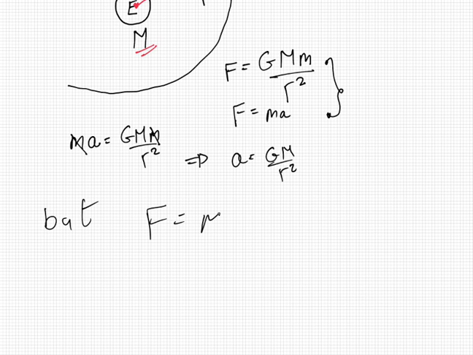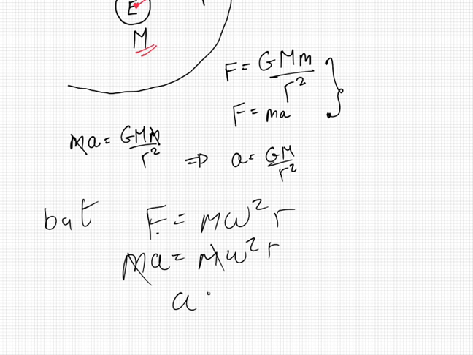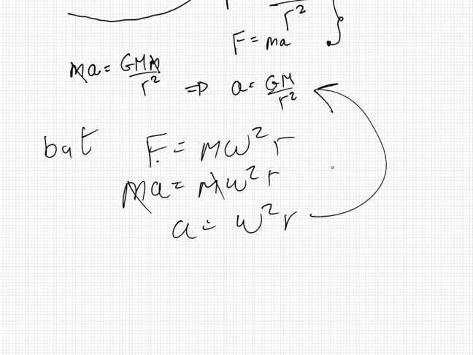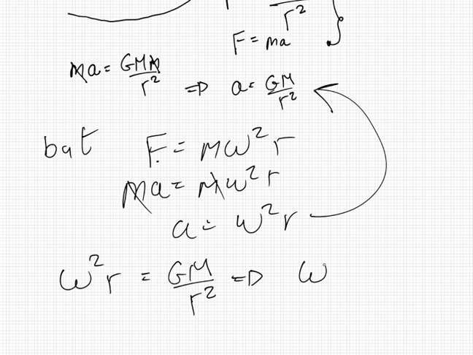F equals M omega squared R. But what's F? MA. MA is M omega squared R. So the M's cancel and I get A equals omega squared R. I put that back into this result. So I get omega squared R equals GM over R squared. I can take the R down and I get omega squared equals GM over R cubed.